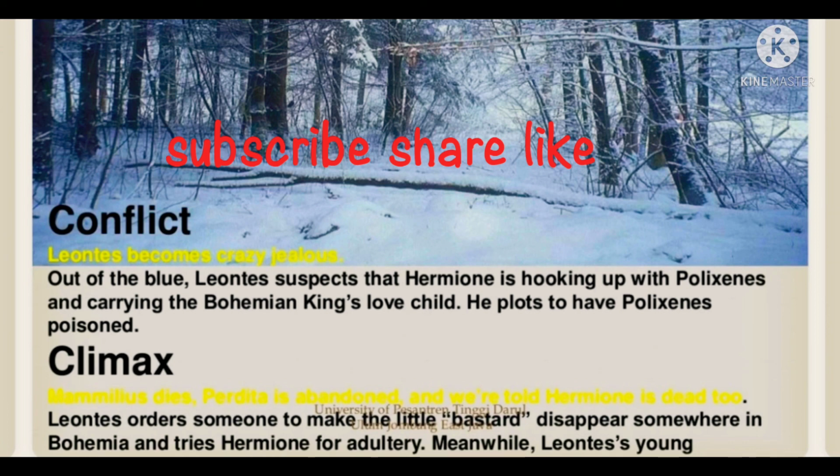Here in the climax, Leontes orders someone to make the little bastard disappear somewhere in Bohemia and tries Hermione for adultery. Meanwhile, Leontes' young son Mamilius was dead, and later the oracle's declaration was that if he didn't find the lost child, meaning Perdita, he won't get any heir to his throne. In the same way it happens, Mamilius passed away, and now after 16 years he found his own daughter and she became the heir to his throne.